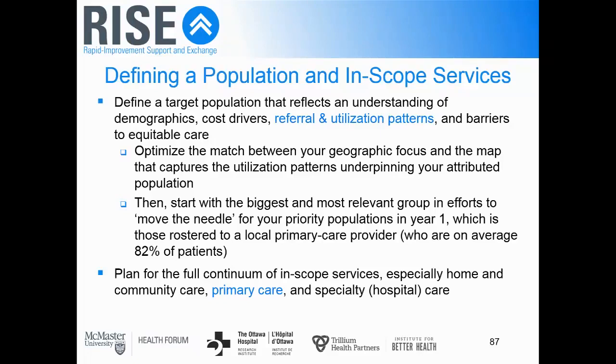Another point about this, plan for the full continuum of in-scope services, so moving from population to in-scope services. So I mentioned before, a lot of teams came forward with really great partners for pieces of this, but the ministry is really looking for really great partners on home and community care, great partners on primary care, great partners on acute, and then the more you're able to extend beyond that, the better. But those are kind of the minimum ways in.